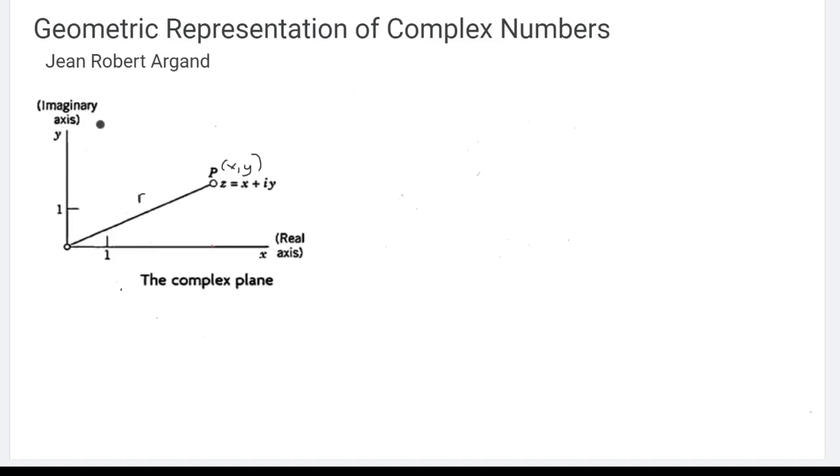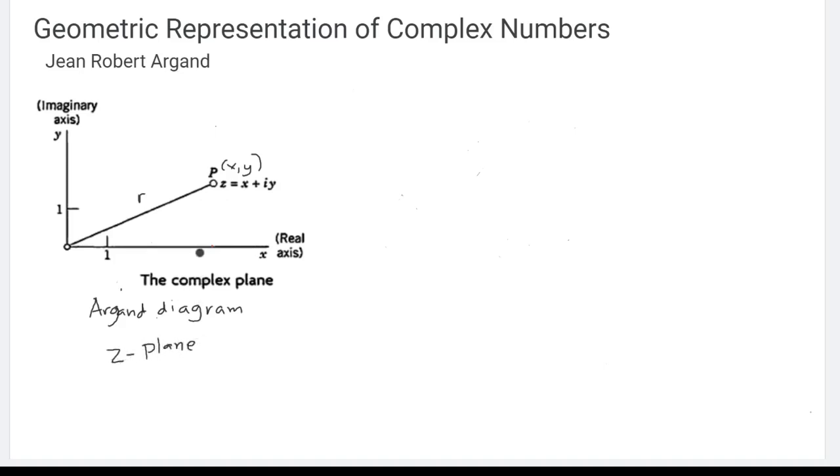So, kung maalala nyo, meron tayong tinatawag na Cartesian coordinate. Yung Cartesian coordinate, that is two perpendicular lines, kaya lang puro silang real numbers. This time, we have geometric representation of complex number. Sabi nga, it was named after the French mathematician Jean Robert Argand. It's also called Argand diagram, or sometimes it's called complex plane, or sometimes also called z-plane.